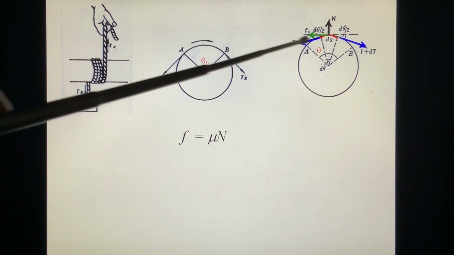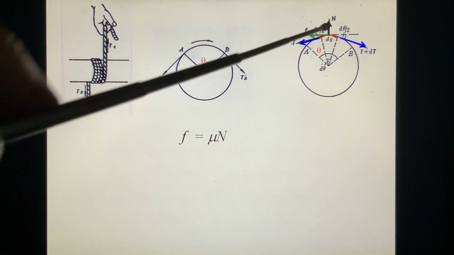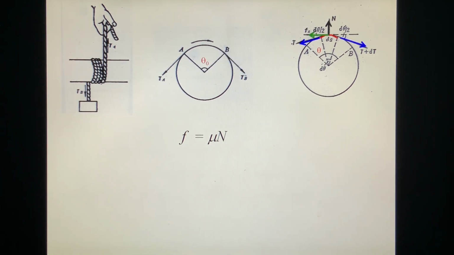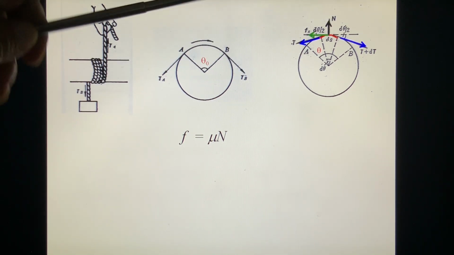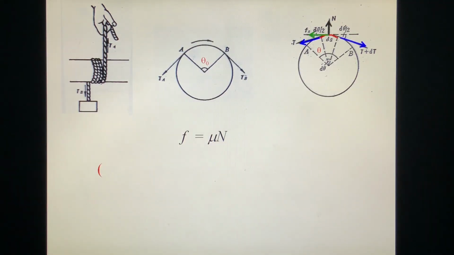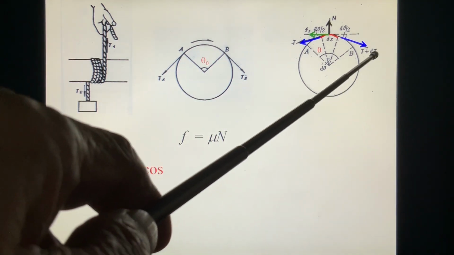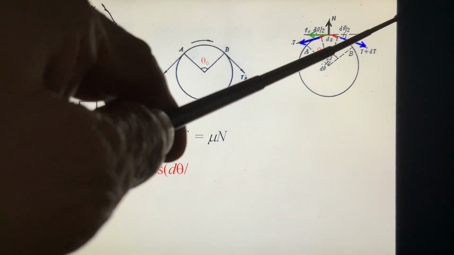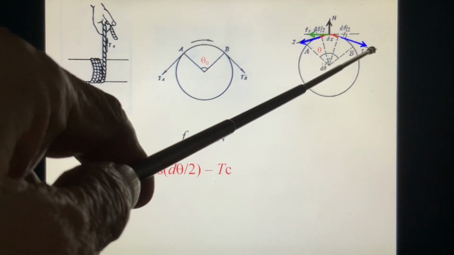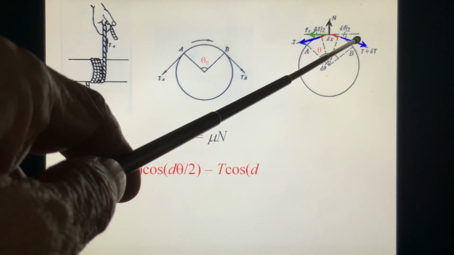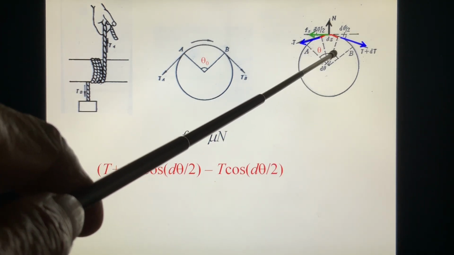F is equal to mu N. This is a rho. And then we'll analyze the section. We take this as the x direction and this as the y direction. We see this tension horizontally, T plus dT, cosine of this angle. This angle is half d theta.